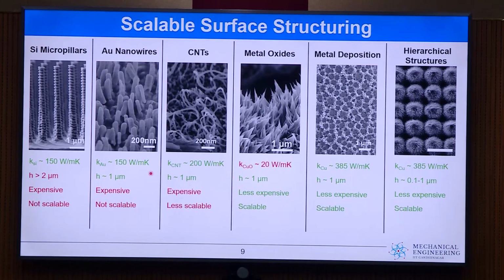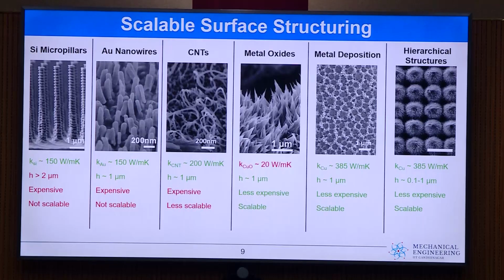However, these again are expensive and maybe not as scalable compared to metal oxides as well as metal deposition, something that Professor Arvind also covered earlier today. These can very easily be fabricated through chemical etching. Therefore, they are highly scalable, and there is not much compromise on the thermal conductivity, given that these are very thin layers or very thin coatings. In fact, if we have metal deposition, let's say for copper, then we maintain the thermal conductivity, as well as have scalable structures at different length scales.